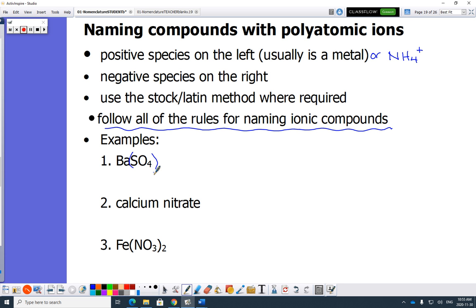So this is just an alkali earth metal, 56. So no Roman numerals or anything. Whether you use pH or F, I don't care, it doesn't matter. Okay, so barium sulfate. So barium sulfide is just BaS, okay?